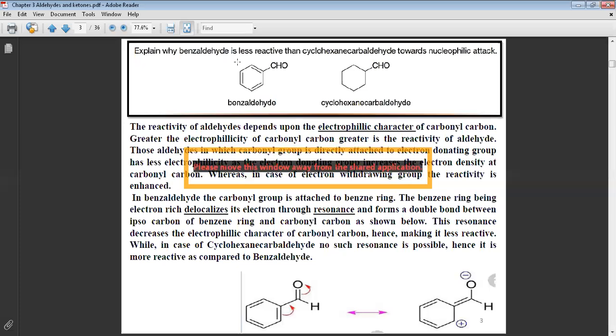Then he said, what is the homework? He said, explain. It is actually not homework, it's resolved. Explain why benzaldehyde is less reactive than cyclohexane carbaldehyde toward nucleophilic attack. He said, why is this less reactive than this, toward nucleophilic attack? That means if we have a nucleophile to attack this carbon, it will be faster. The nucleophile attacks this carbon faster than this carbon. Here is the meaning. Okay, exactly.